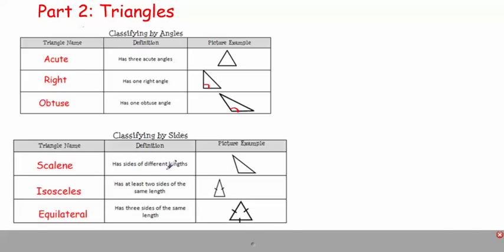If it has all different lengths, that's called a scalene. This is how I remember it: when people get on the scale, they're all different people. All right, isosceles has to have at least two sides the same. I think of this as you have two eyes, like isosceles, two eyes, two sides. And if all three sides are the exact same, that's called an equilateral. Equilateral, equal.